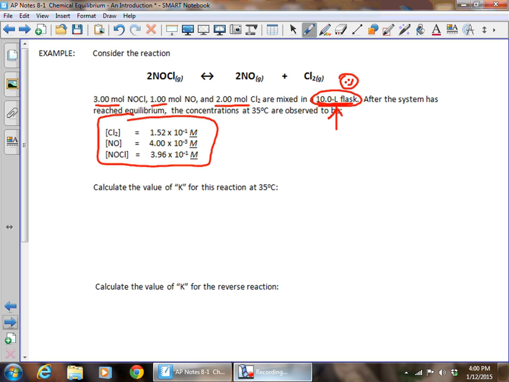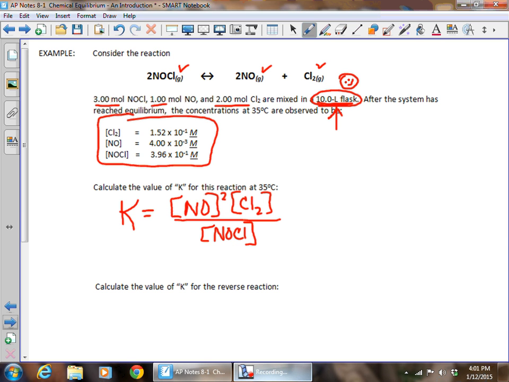Now, it wants the value for K for this reaction. Since they're all gases, our equilibrium expression for this system is going to be the concentration of NO squared times the concentration of Cl2 divided by the concentration of NOCl squared. We plug those values in, 1.52 times 10 to the negative first. And I'm not even putting in units because units aren't used in equilibrium, which is a very nice thing, I have to admit.